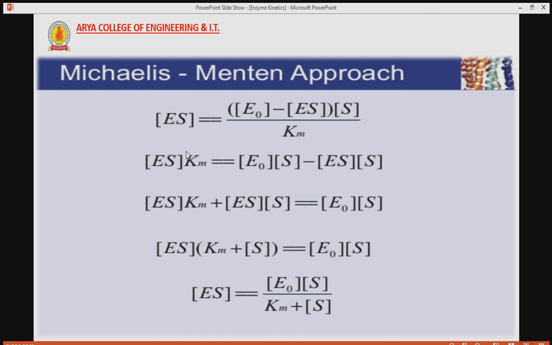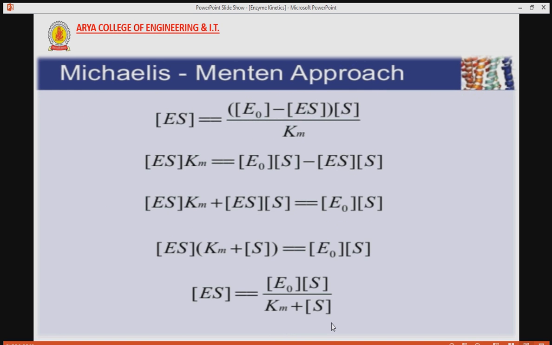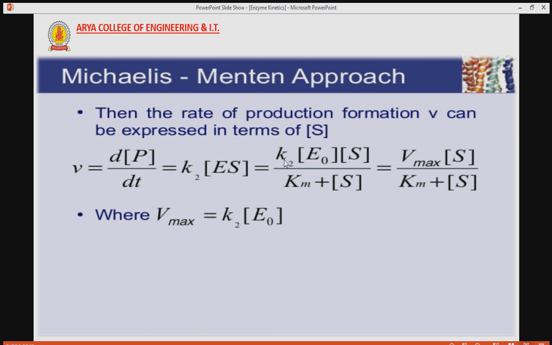By solving this equation and putting Km on the left side, we get ES Km equals E naught into S minus ES into S. Rewriting this equation, we get ES equals E naught into S upon Km plus S. Again, if in the previous equation we multiply both sides by K2, we get the equation in the form K2 ES equals K2 E naught into S upon Km plus S.